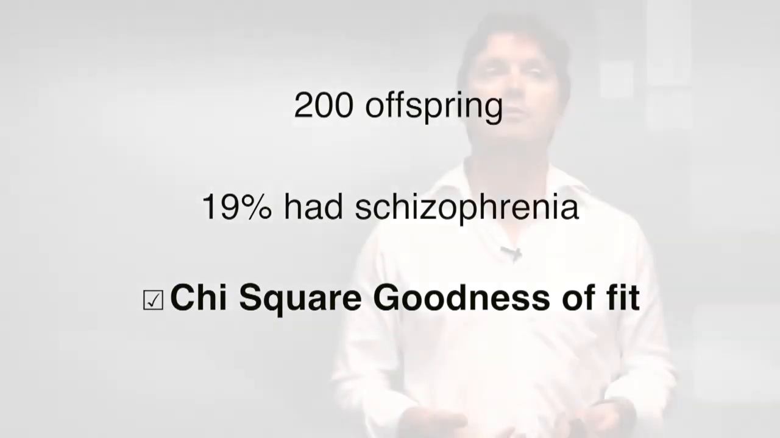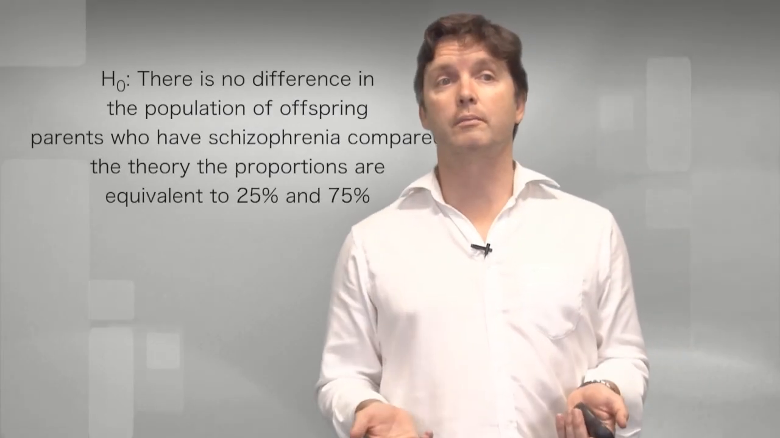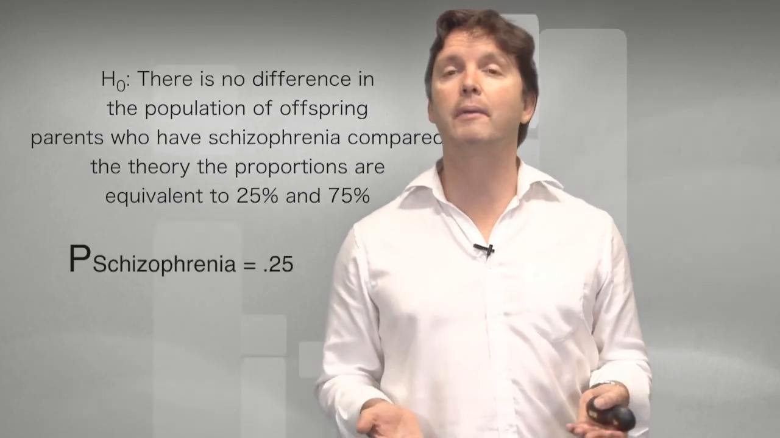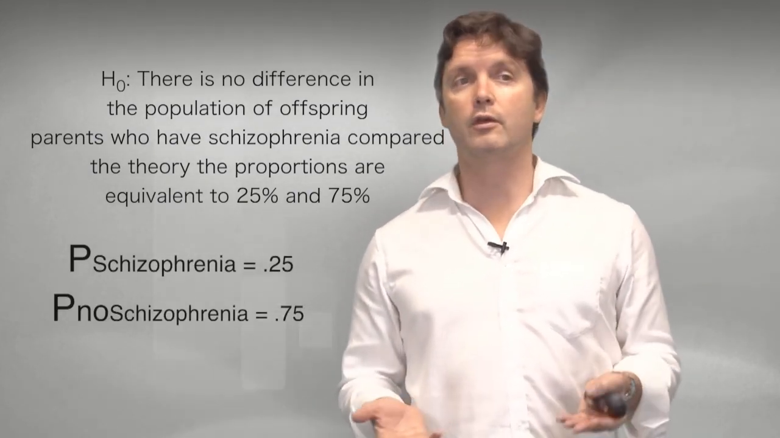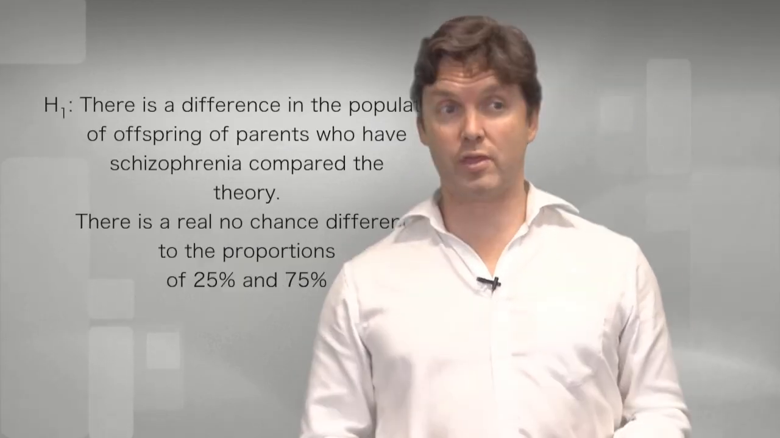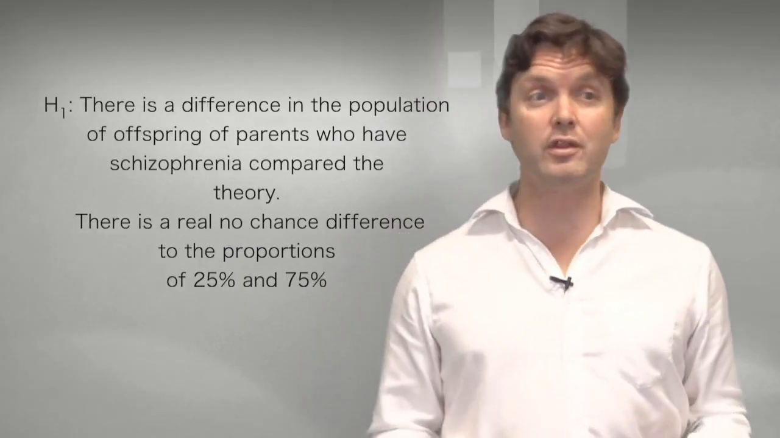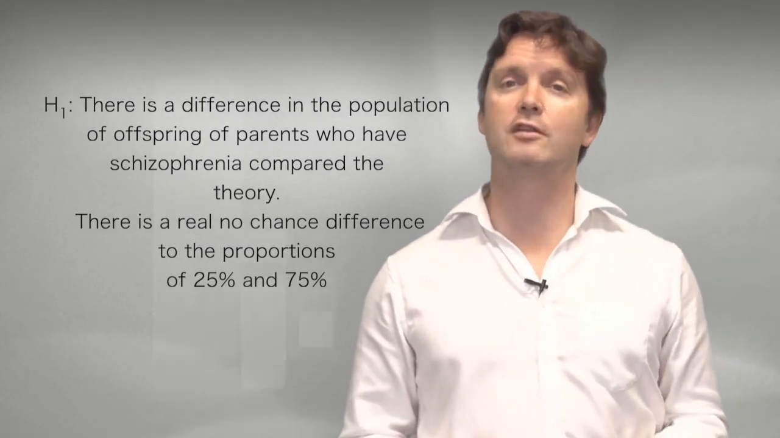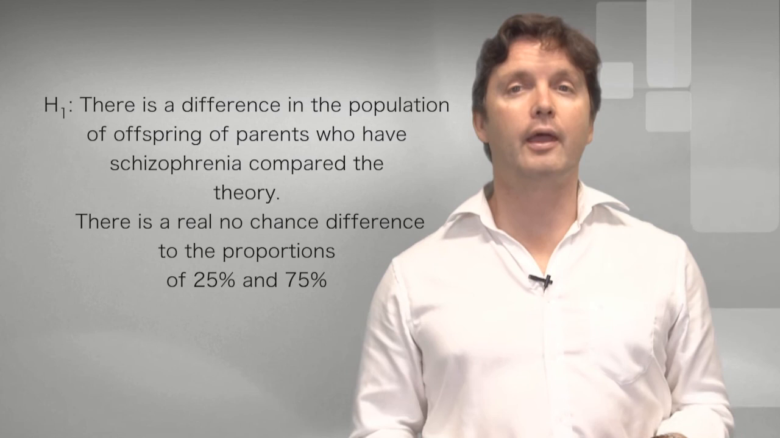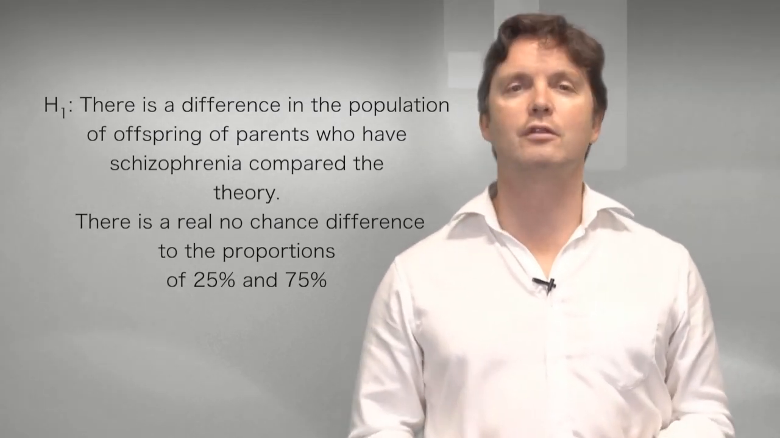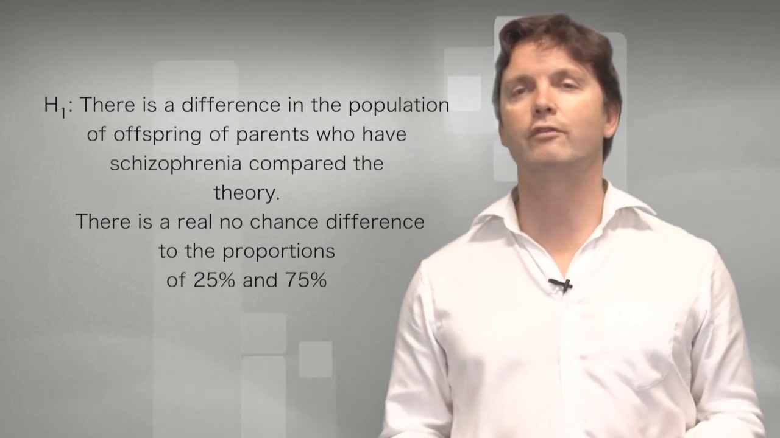The null hypothesis might be that there is no difference in the population of offspring of parents who have schizophrenia compared to the theory that the proportions are equivalent to 25% and 75%. The alternative hypothesis is that there is a difference in the population of offspring of parents who have schizophrenia compared to the theory. In other words, there's a real, no-chance difference to the proportions of 25% and 75%.